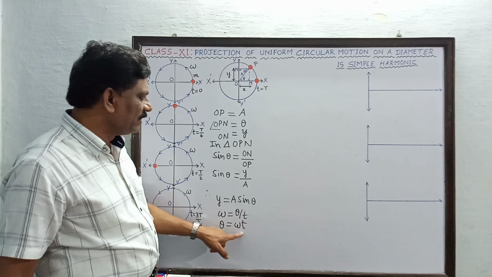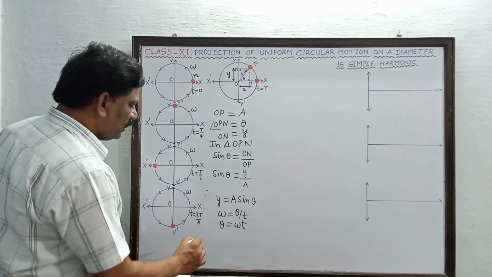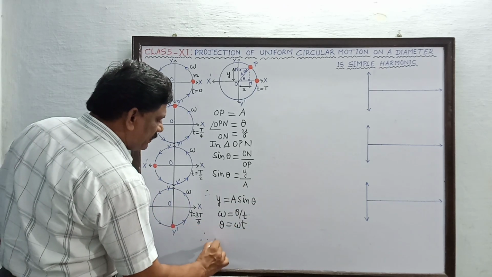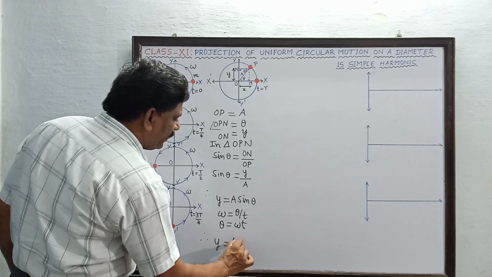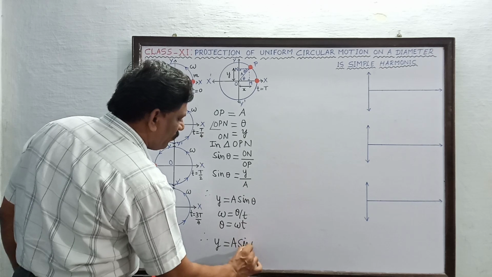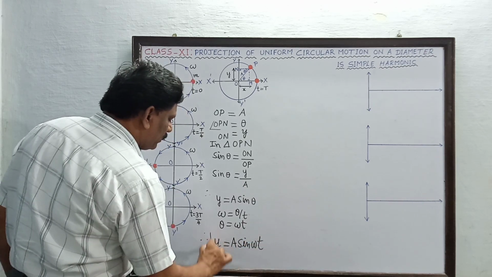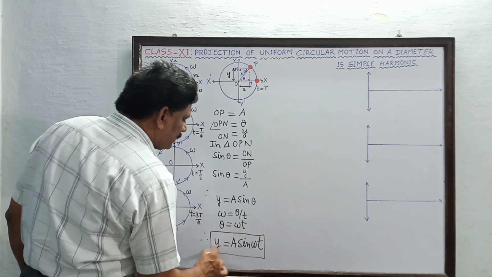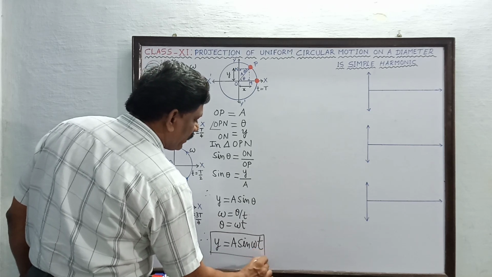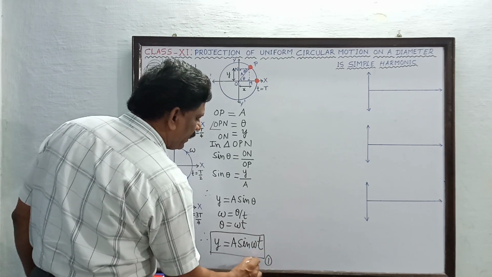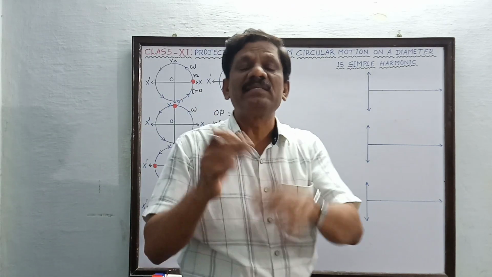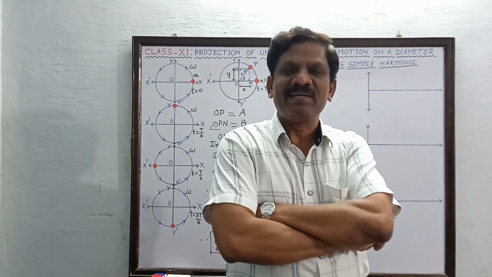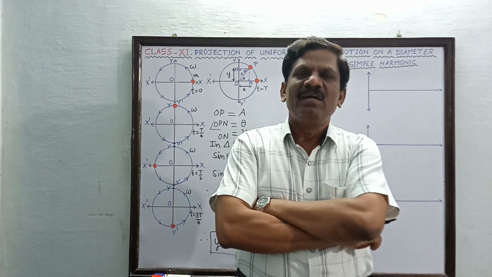Instead of theta I can also write what? Omega into t. Therefore this displacement y is equal to capital A into sine of omega into t. So this is the first equation, equation 1. This is the expression for what? The displacement of a simple harmonic motion, the displacement of SHM.